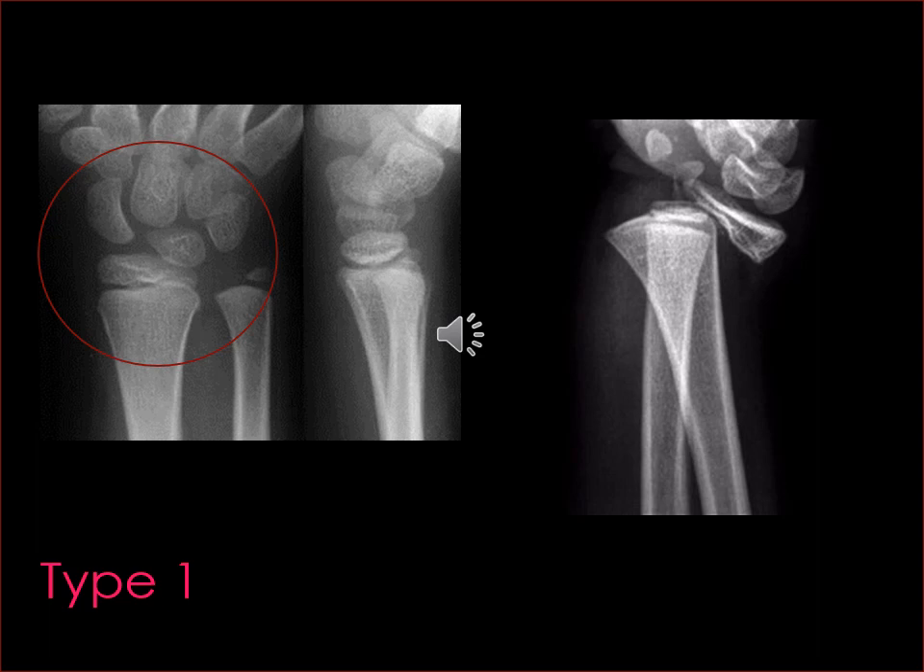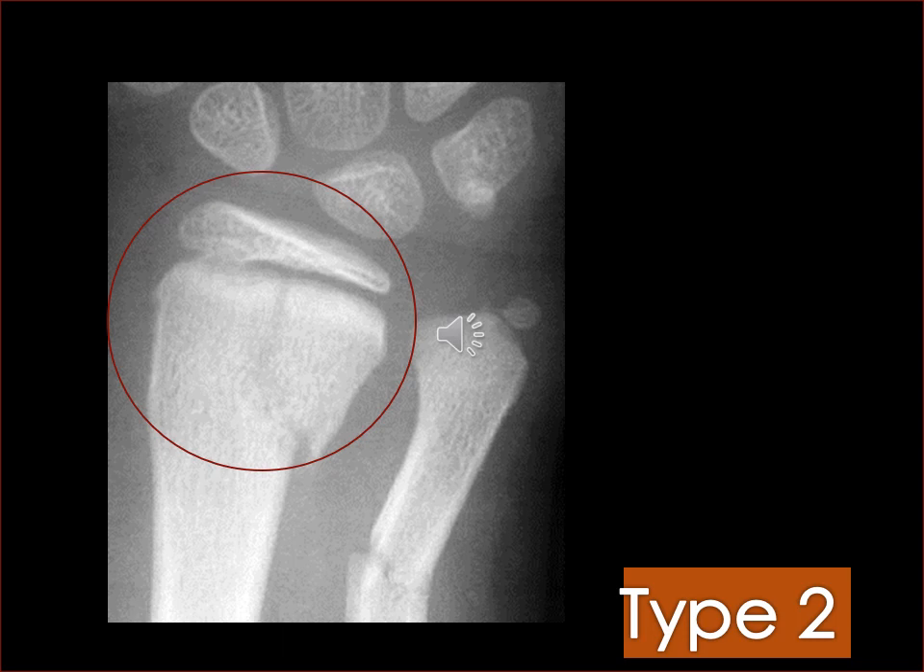On the right-hand picture, you can see a complete separation between the metaphyses of the distal radius and the epiphyses. So this is a type 1 fracture. This is a type 2 Salter-Harris fracture. The fracture goes through the growth plate and then extends into the metaphyses and exits proximally on the radius. So this is type 2, which is the most common type.